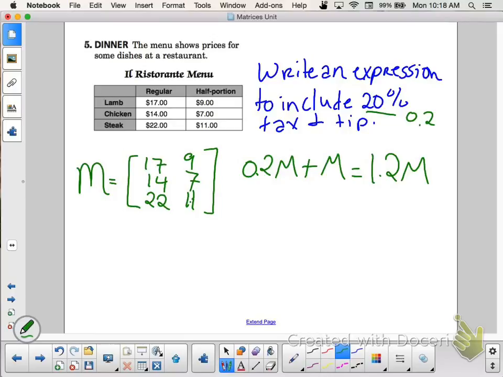So figuring out an expression like that could help you. If you have a whole group of people going out to eat, you could figure out how much it's going to cost for all of you to eat with a tax and tip without having to go piece by piece. I want you guys now to compute what 1.2 times M is, or 0.2 times M plus M, whichever one you want to do.